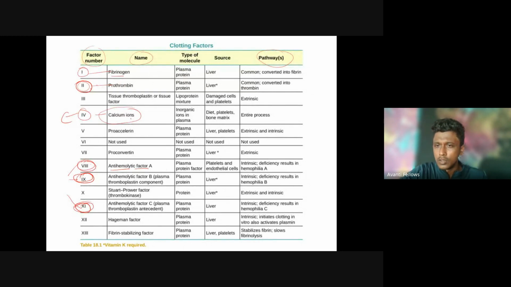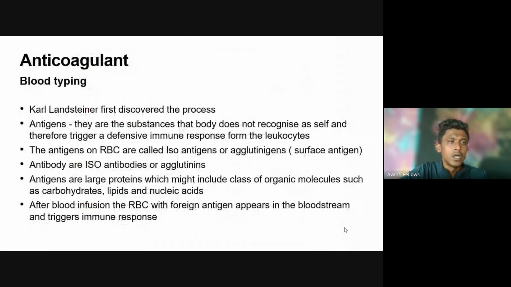Chalo. So let's go for the next one. Now we have to discuss a very interesting thing, that is our blood typing. When a person undergoes a surgery, or meets with an accident, or is suffering from a specific disease, can any of us go and donate blood? It's not possible, right?